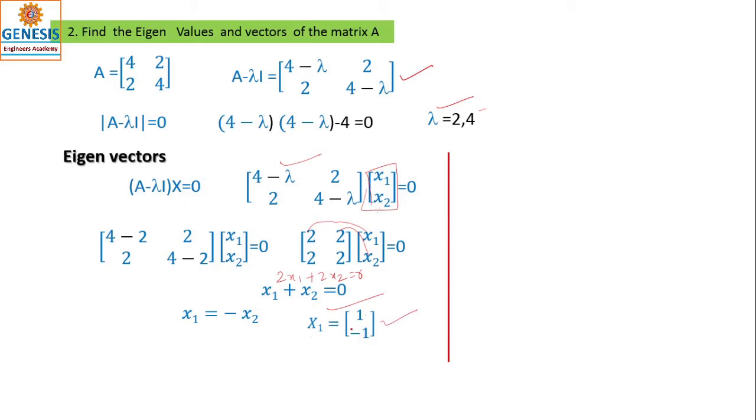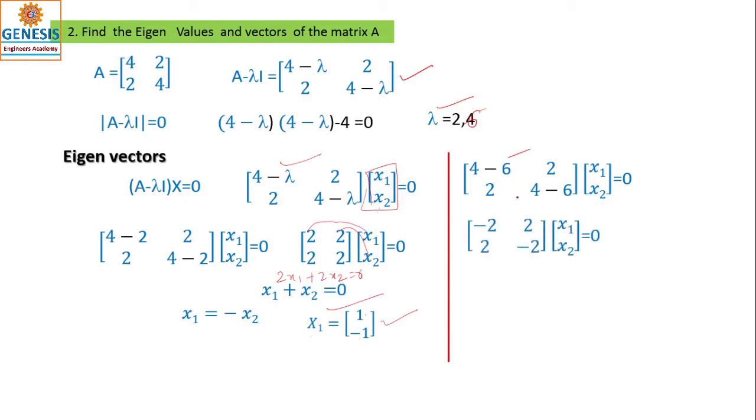And if you do the same thing, we get this. I have assumed it as 6. So this is going to be minus 2, 2, 2, minus 2. In this case, x1 minus x2 is equal to 0, then x1 is equal to x2. Then the eigenvector is 1 by 1.